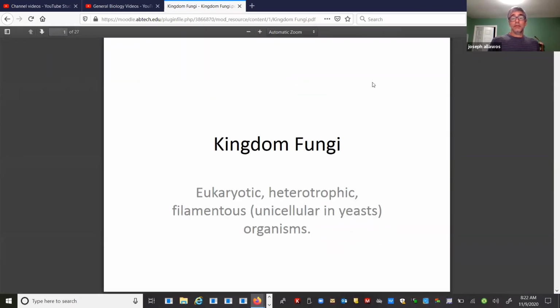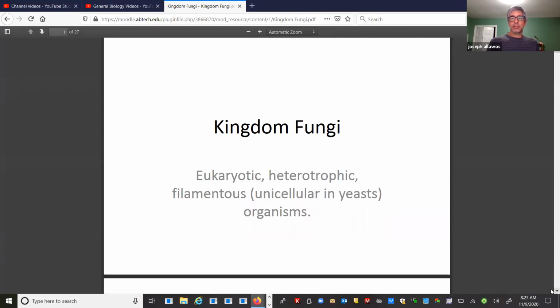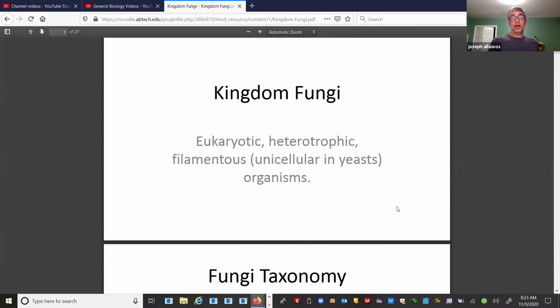So for the kingdom matching, like I told you, there will be a kingdom matching on the test, and we're going to add a few words to this for the fungi. I think we already did this actually when we went through the sheet, but they're eukaryotic, they're exclusively heterotrophic. Filamentous, spore producing, and non-motile would be other words you could add.